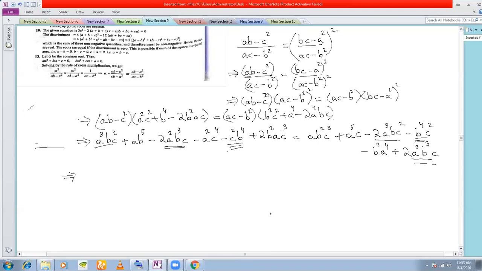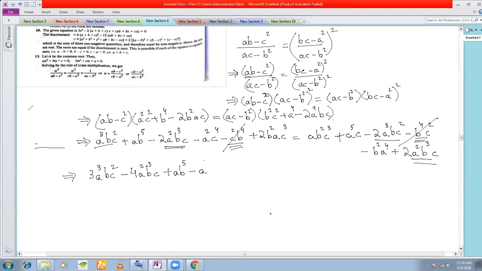Let's take them together first, then let's see what happens. You have a cube bc square here, and minus a cube bc square there. If you bring it here, it becomes 5 a cube bc square. Okay. You have this here, and you have this here. So this becomes minus 4 a square b cube c. And this you have on two sides, so this actually cancels out. This one cancels. Okay. And what is left is plus b to the power of 5.